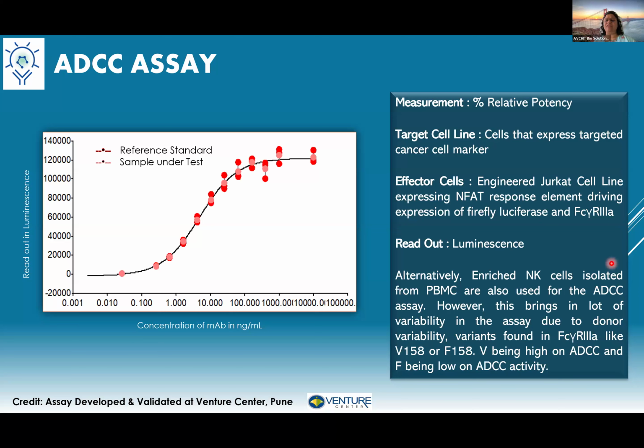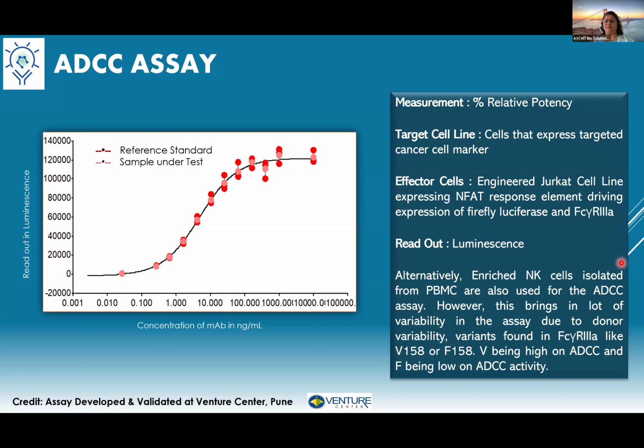However, this assay brings in a lot of variability because of donor to donor variability. At that particular point of time, if the donor has a different immune profile, there will be differences in the NK cells present in the PBMC isolated.